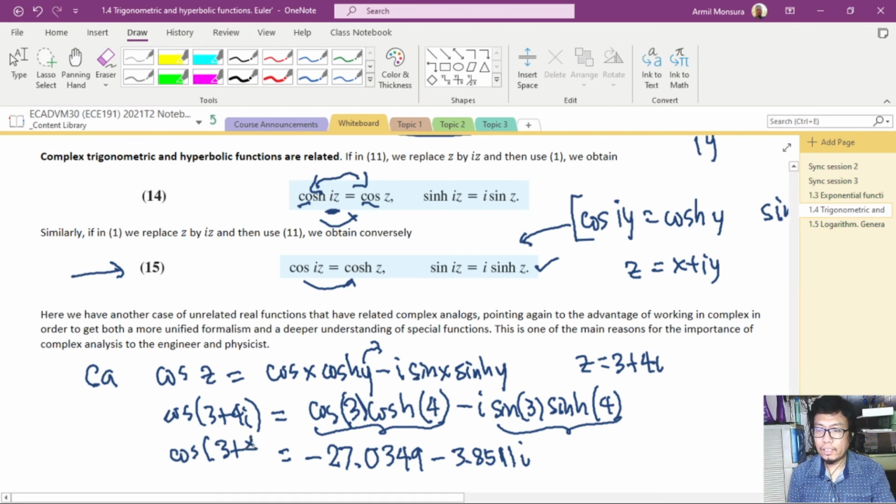Okay, so that ends section 1.4, in which we discussed evaluating trigonometric and hyperbolic functions with complex arguments.